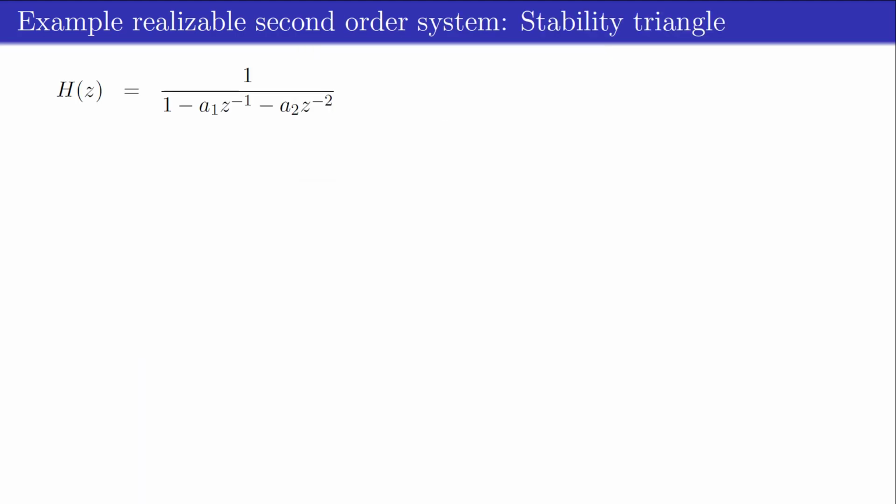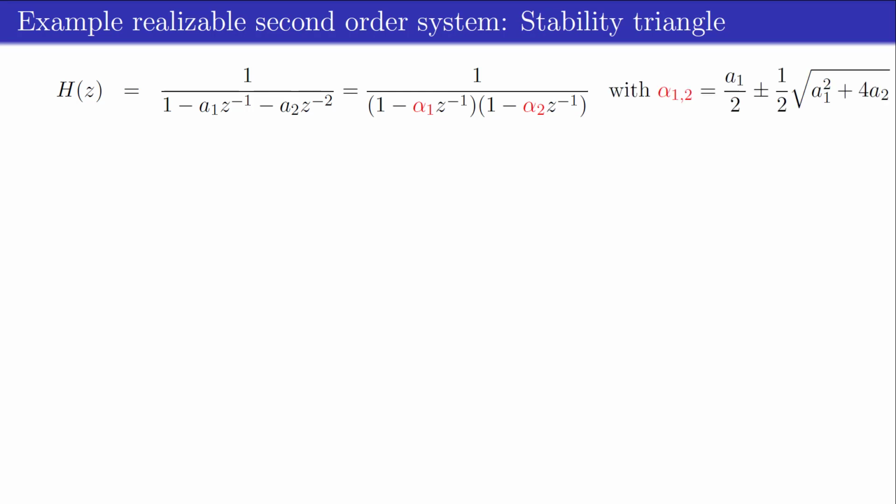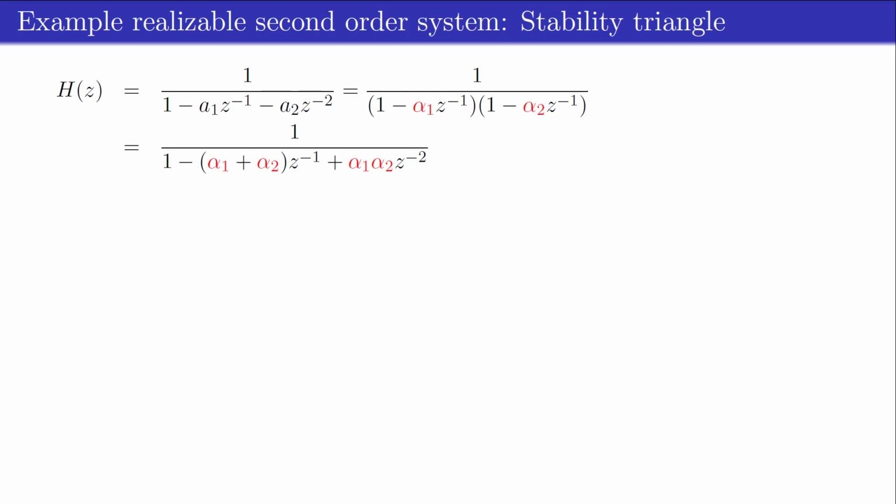A second example is the given second order feedback system H(z) with two feedback parameters A1 and A2, from which the poles alpha 1 and alpha 2 can be found via the given equation. When combining the expression with poles, it follows that the feedback parameter A1 is equal to the sum of the two poles alpha 1 and alpha 2, while A2 is equal to minus 1 times the product of the two poles.